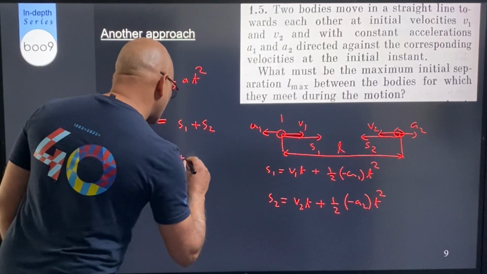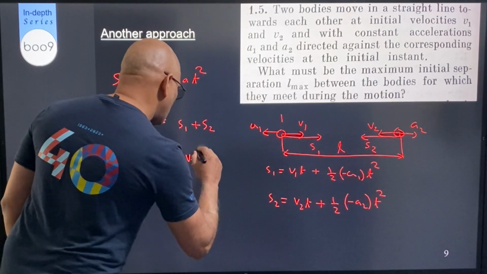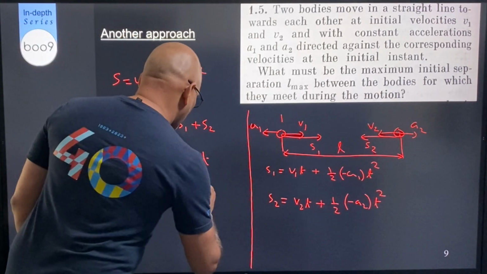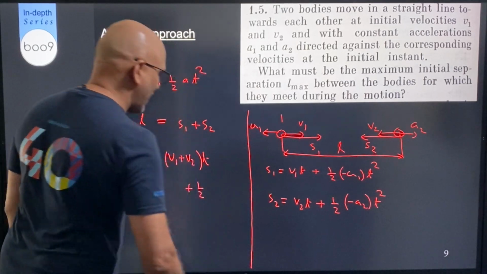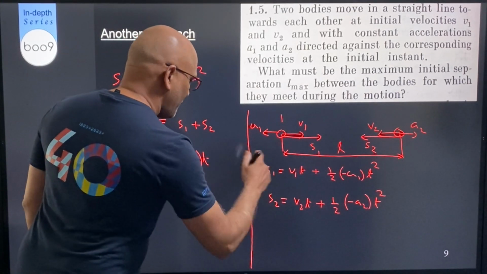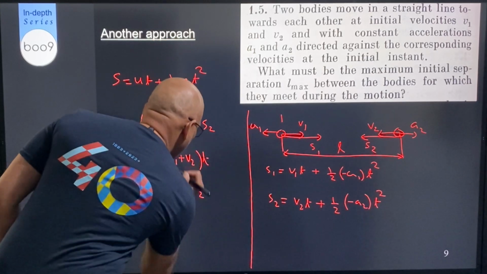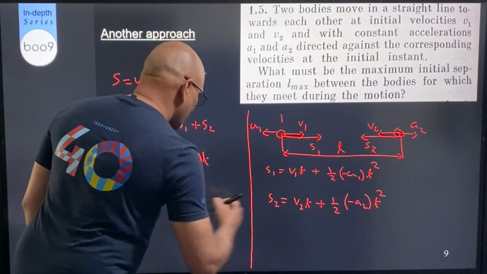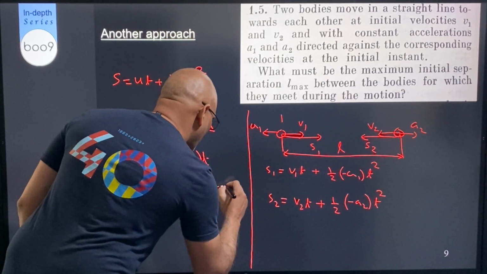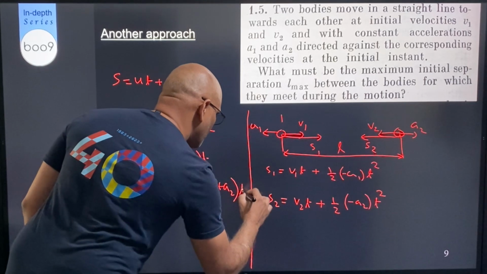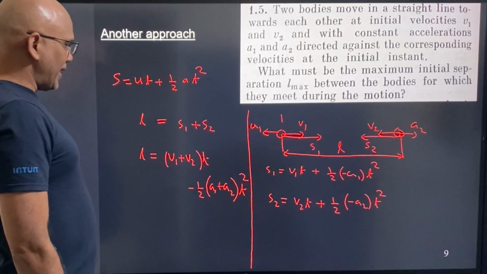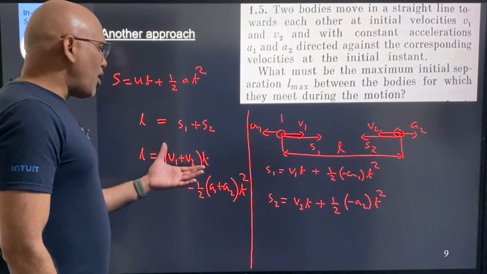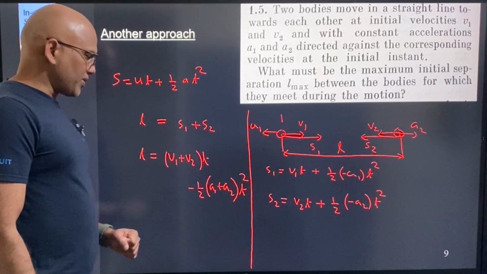be V1 plus V2 t plus half. I'll take the negative sign outside. Half a1 plus a2 t square, right? All right. So this is what I get, and somehow I want to try to solve this equation.